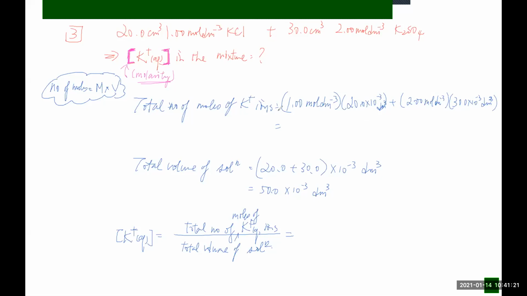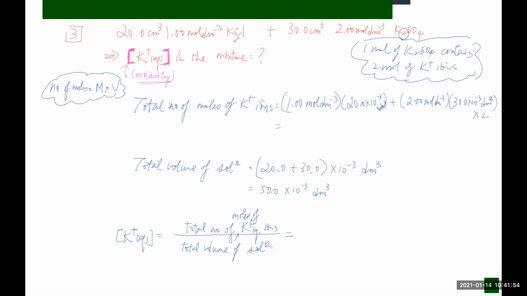Which one? The one at the back? K2SO4? Yes, that's right. Can you see that? K2SO4 here. We've got 2, which means that this one you have to times 2. Why? 1 mole of K2SO4 contains 2 mole of potassium ion. So this is what you have to consider.